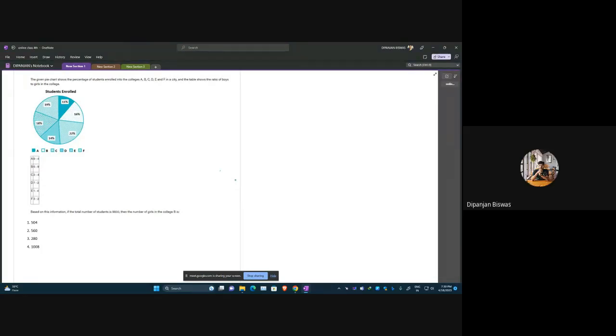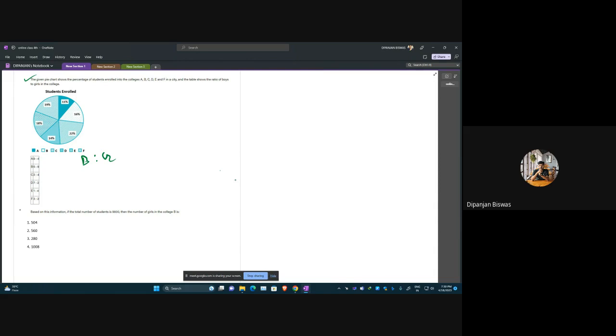Okay, in this DI, we have two data sets, one pie chart and another just a simple data set where ratios of boys and girls of all the different colleges are given. So here is the student enrollment percentage and here are the simple ratios of boys and girls. So boys is to girls, B is to G. Data is being given in this fashion.